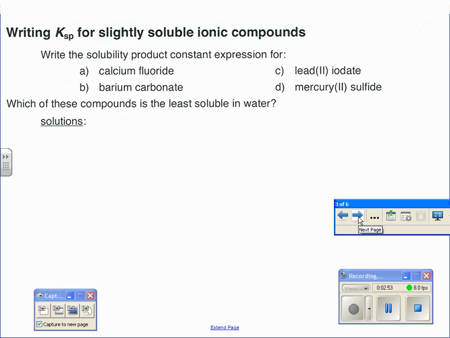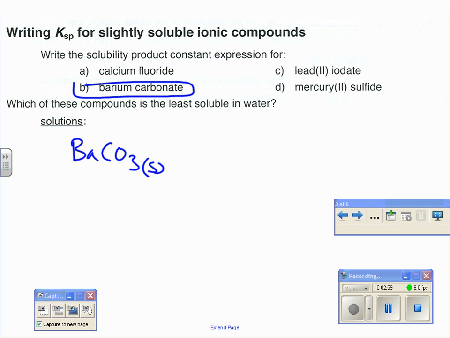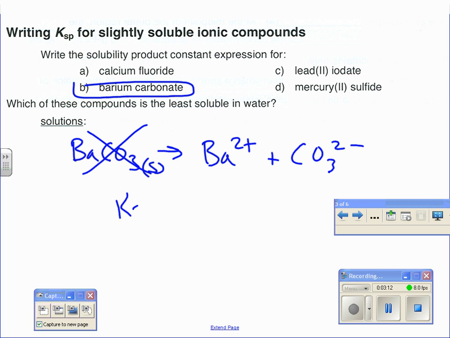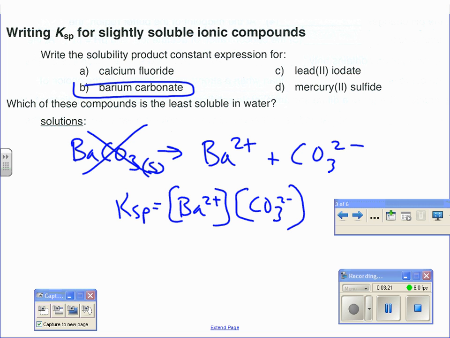Here's another example, barium carbonate. I'd write BaCO3 as a solid and break it up into its two ions: Ba2+ and CO3 2-. When I write the equilibrium expression, I'm not going to include the solid, so KSP is just equal to the concentration of Ba2+ to the first times CO3 2- to the first. And that would be my KSP expression.